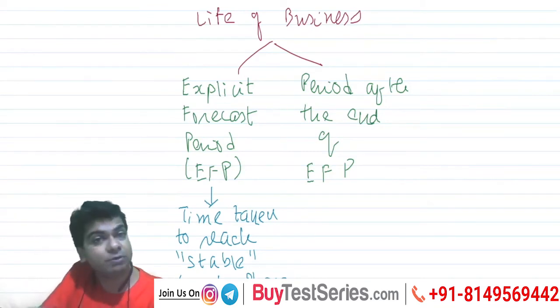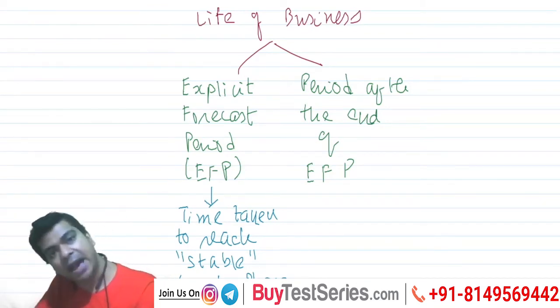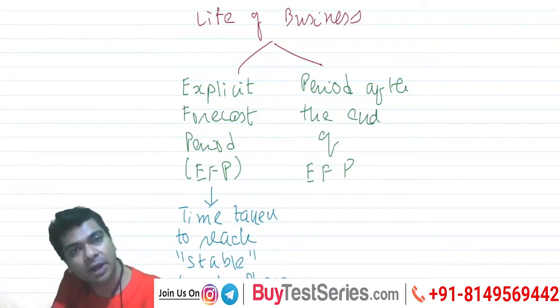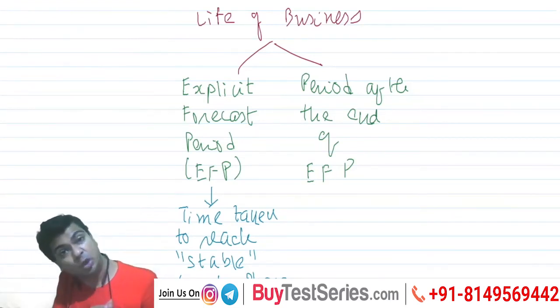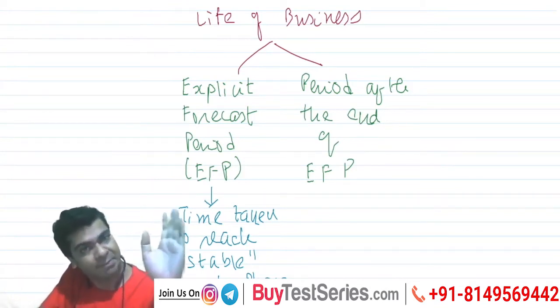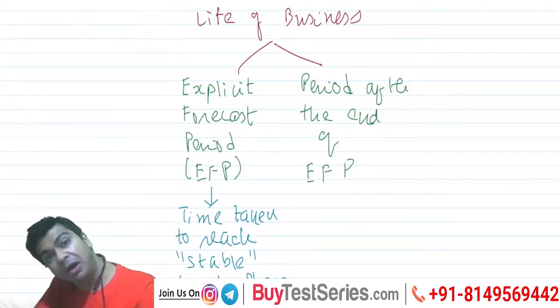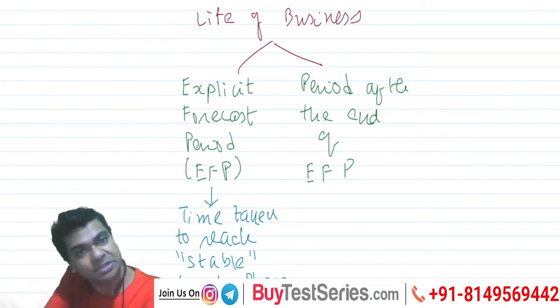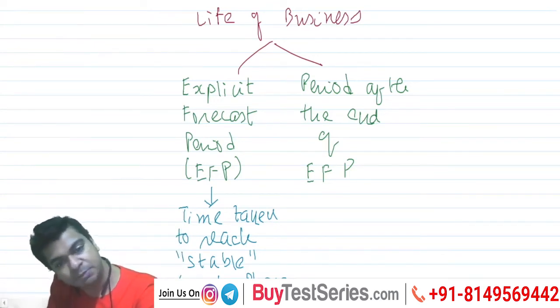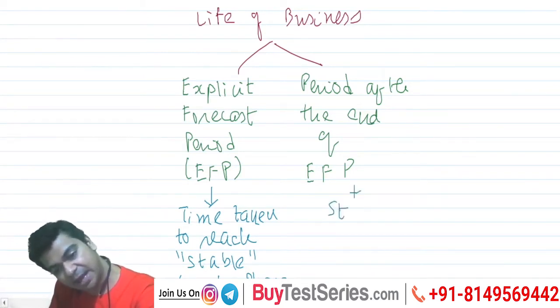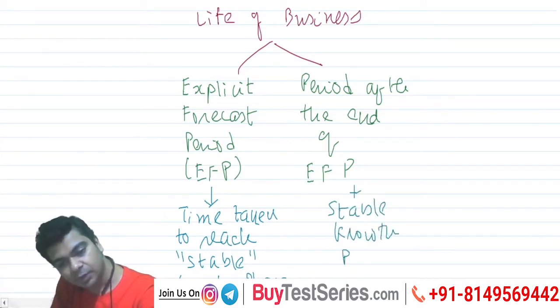If this is a business that was launched 4 or 5 years back, then perhaps the explicit forecast period will be 6 to 7 years. If this is a business that was launched a very long time back, perhaps you have already completed the explicit forecast period and you are in the stable growth phase. So this period after the end of the explicit forecast period is nothing but the stable growth phase.